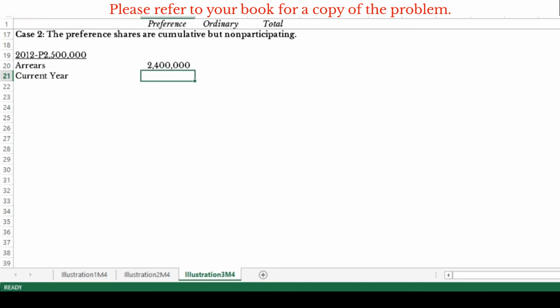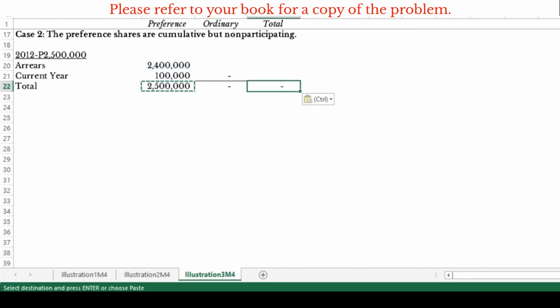So, yung current year, of course, hindi na siya enough, 'di ba? Kasi 1.2 million ulit dapat yung bayaran natin sa current year ng preference. Pero ang natitira na lang sa atin is yung 100,000. Therefore, 100,000 lang muna yung babayaran natin sa current year's dividend ng preference share. Okay? So, in this case, walang marireceive yung ordinary. So, lahat ng 2.5 napunta sa preference shares. Okay? So, ang total dividend distributed natin is of course 2.5.